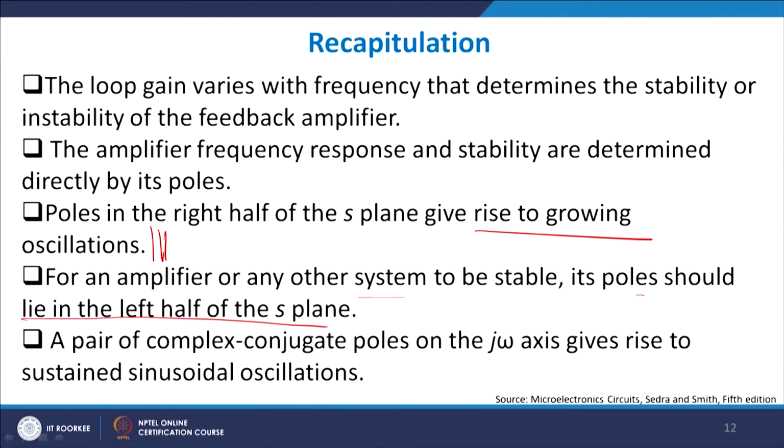For an amplifier or any other system to be stable, its poles should be in the left half plane of the S plane, we have seen that. A pair of complex conjugate poles on the j omega axis gives rise to sinusoidal oscillations in reality. So, you will always have sinusoidal oscillation if the two poles are located on the j omega axis, and that gives you an idea about why we are requiring such a concept here.